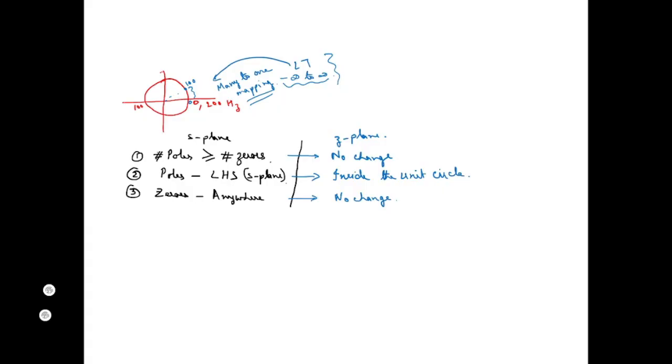This we have already discussed, that when we are transforming from Laplace to Z domain, there is many to one mapping, because after 0 to pi, the same points are again repeating. So that is called many to one mapping.